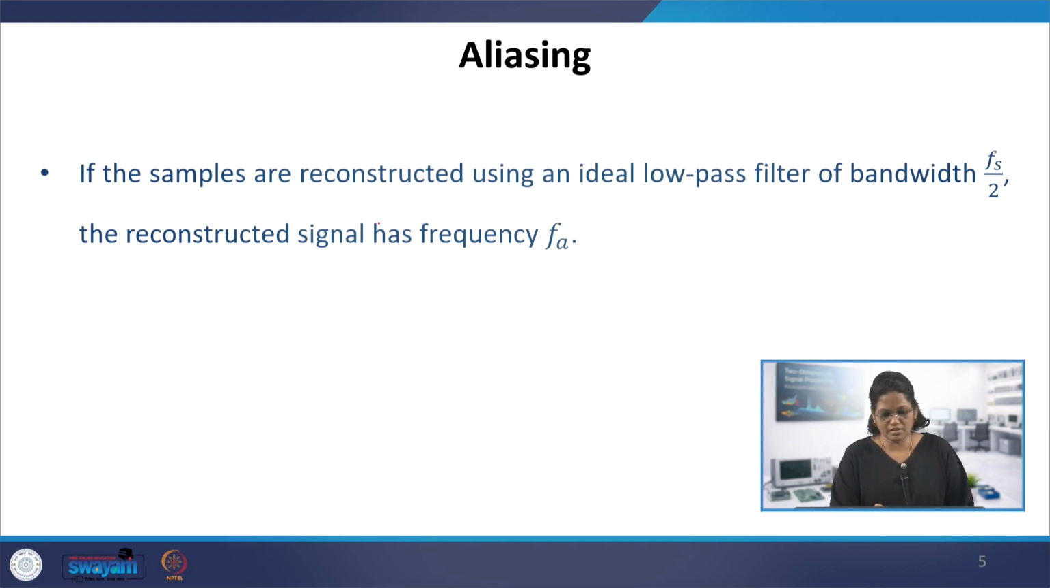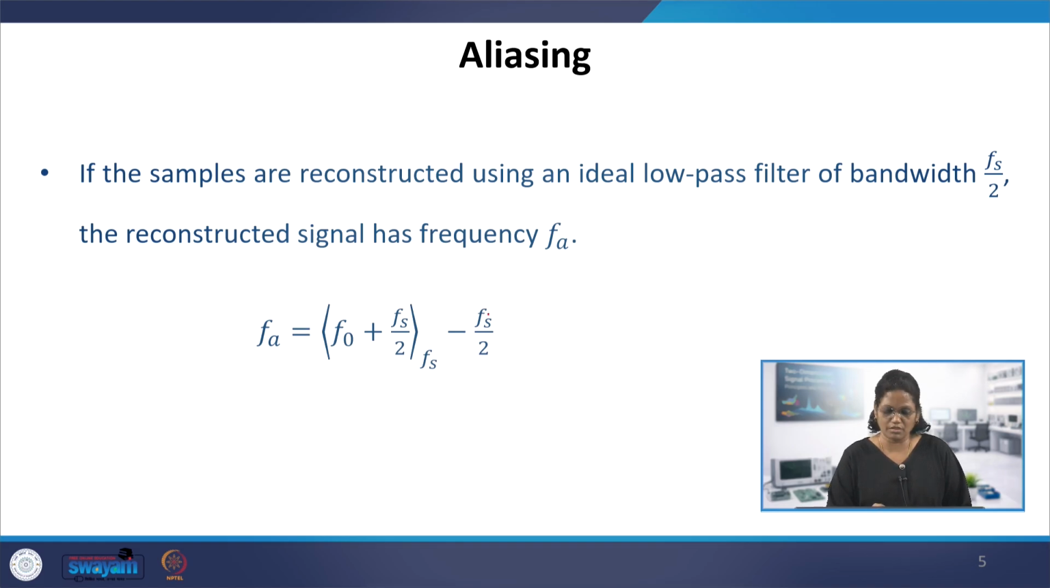So if the samples are reconstructed using the low pass filter, which has the bandwidth Fs by 2, the reconstructed signal has the frequency Fa. That means this F that we had originally is now called Fa. What is the earliest frequency we get if it is reconstructed? Suppose that is due to aliasing. Fa, the apparent frequency, is the modulus of (F0 plus Fs by 2) minus Fs by 2.